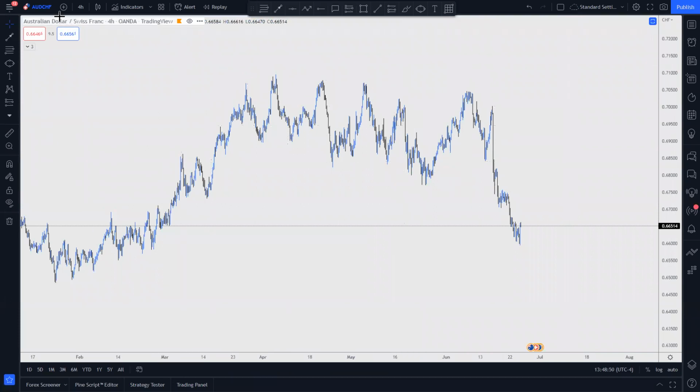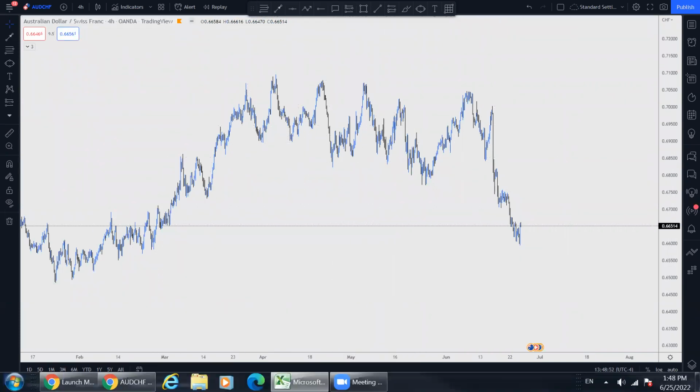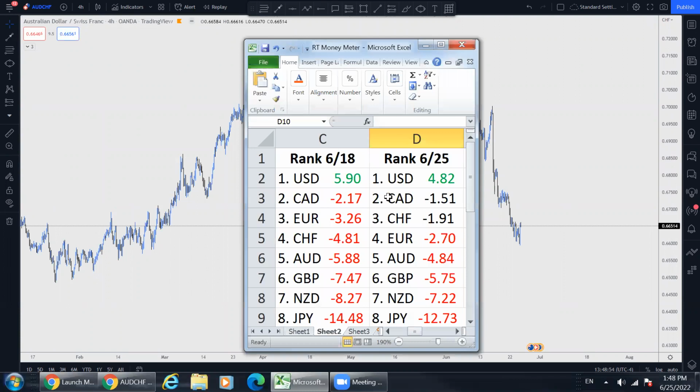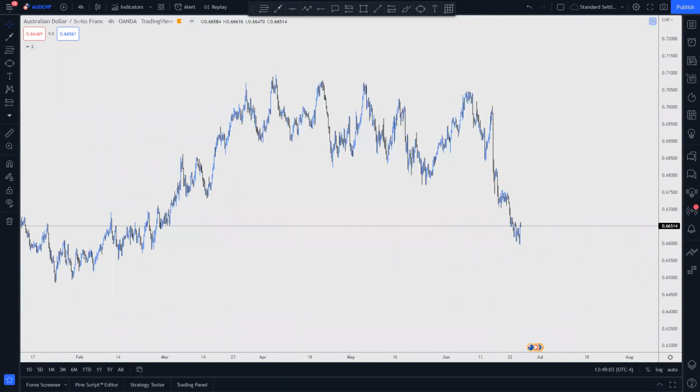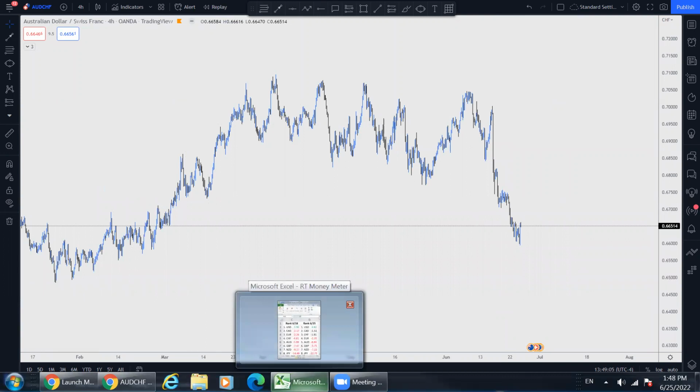We're going to look at Aussie Swiss. Why am I looking at Aussie Swiss? Let's look at the RT money meter. The RT money meter tracks the rate of change of each individual currency over a 15-week period, and we look at it from an individual futures perspective.